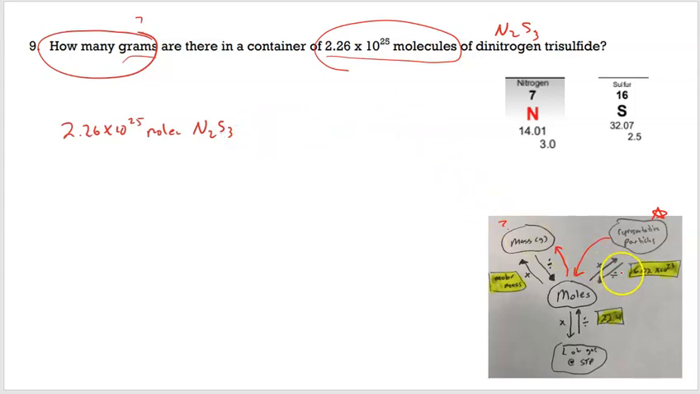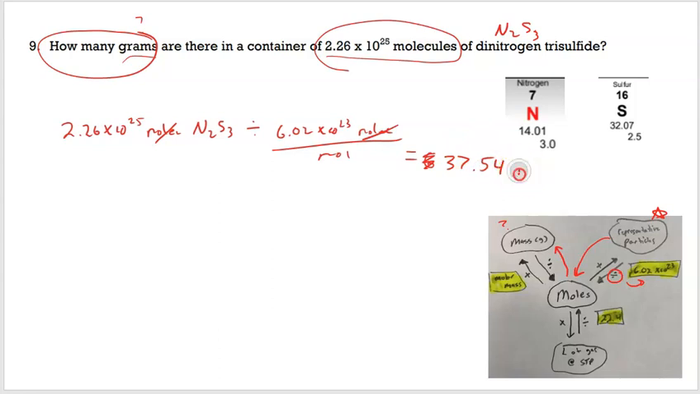And I'm going to divide that by Avogadro's number. I'm going from representative particles to moles. Molecules per mole. All right, and that gives me 37.54 moles of N2S3. All right, so now I know my number of moles is 37.54.